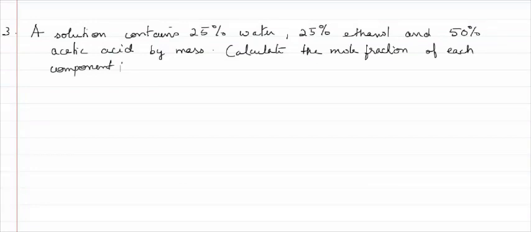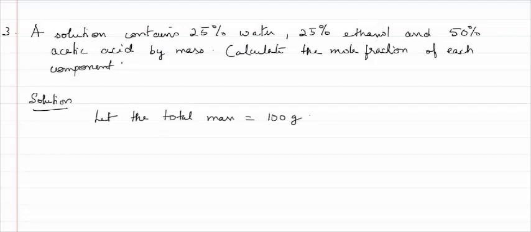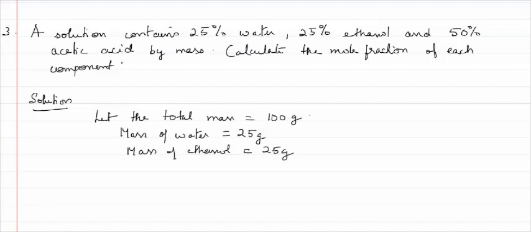A solution contains 25% water, 25% ethanol and 50% acetic acid by mass. Calculate the mole fraction of each component. Let the total mass be 100 grams. So mass of water will be 25 grams. Mass of ethanol will be 25 grams. Mass of acetic acid will be 50 grams.